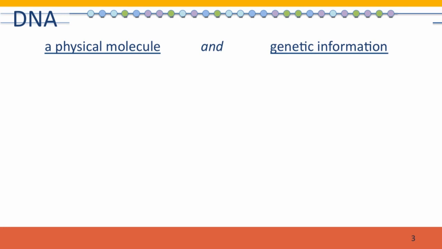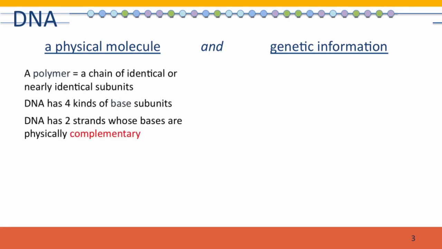How does this work? Well, first, DNA is the kind of molecule that's called a polymer. As we said earlier, it's a chain of identical or nearly identical subunits. In DNA's case, as an informational polymer, the subunits need to be different because it's the order of the subunits that creates the information. In DNA, there are 4 kinds of the subunits called bases, and they go by the names A, G, C, and T.